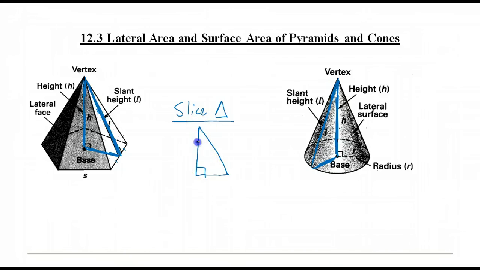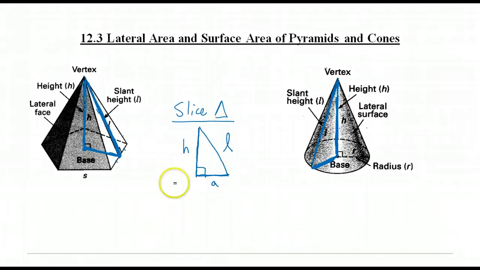One of the legs of my sliced triangle will be the height of my pyramid or my cone. The other leg will be my apothem, connecting from the center of my base to the midpoint of one of the sides. In a circle, that apothem will be the radius of the circle. And the hypotenuse of my sliced triangle will be my slant height.